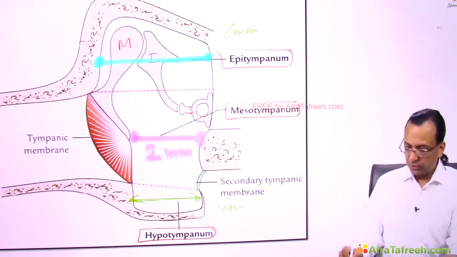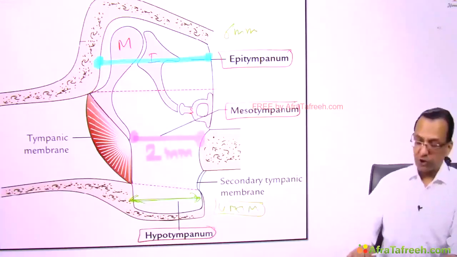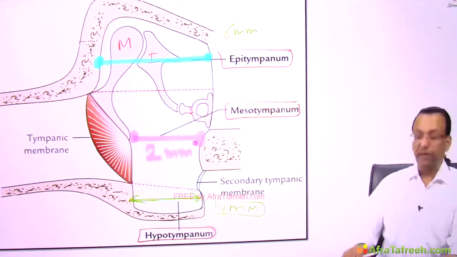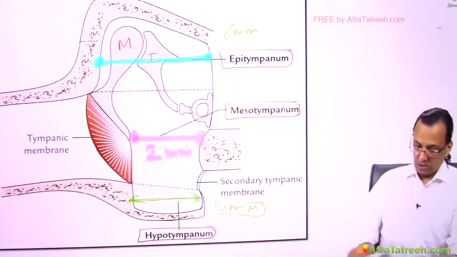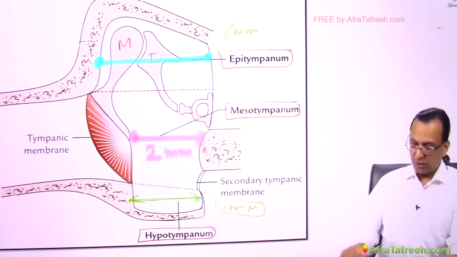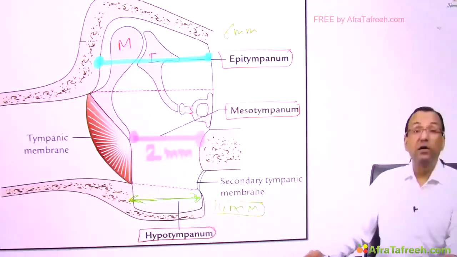Yes. So you are trying to say that the shortest distance is in the mesotympanum between the medial wall and lateral wall of middle ear cavity. Yes, that is 2 millimeter. And then you have to look at this area again.